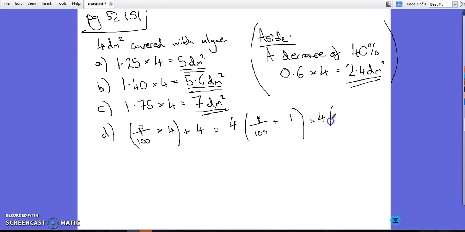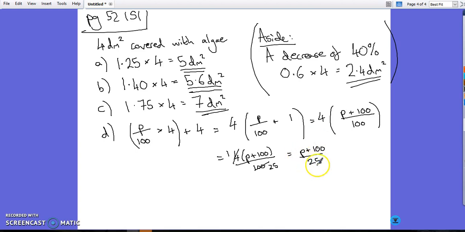And I can bring these over the same common denominator, so that's P plus 100 over 100, which equates to 4 times (P plus 100) over 100. You might have your solution in a different form. We can also cancel the 4 and the 100 to be 1 over 25 to get P plus 100 over 25. That also works as well.